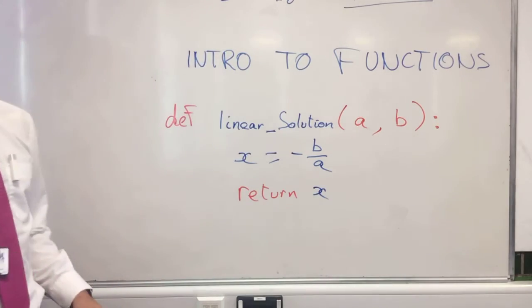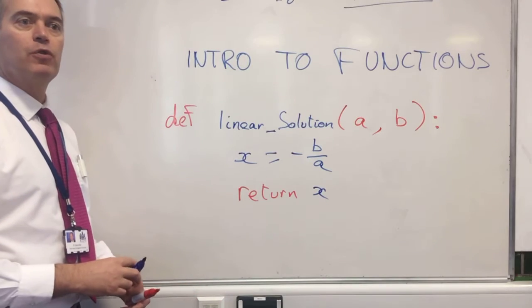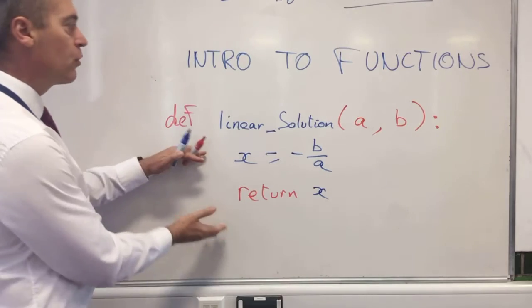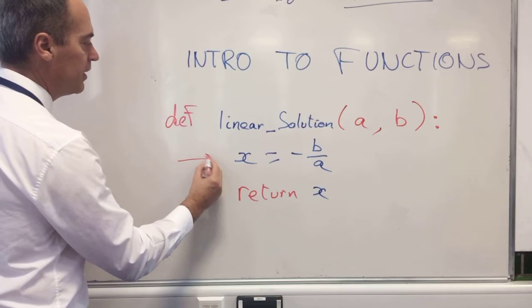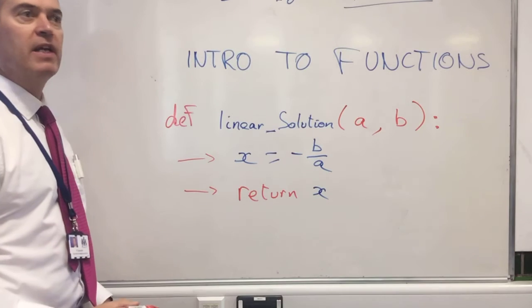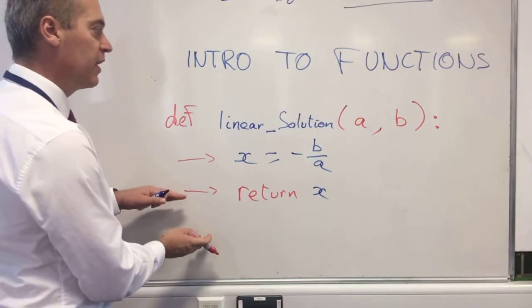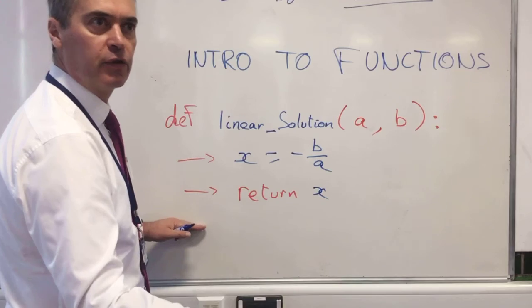Now we're nearly finished with this. There's a couple of very important things I need to point out to you. The computer must know what lines of code belong to this function. In Python, we do that with indents. Other programming languages may use curly braces to tell the program what belongs to the function and what is no longer the function.